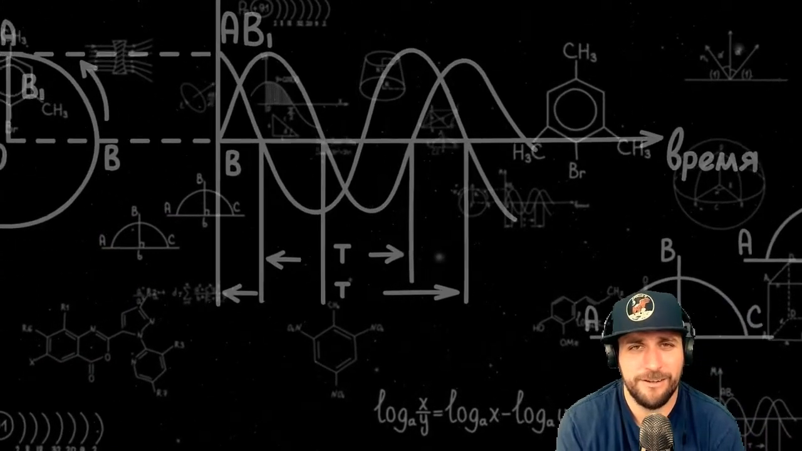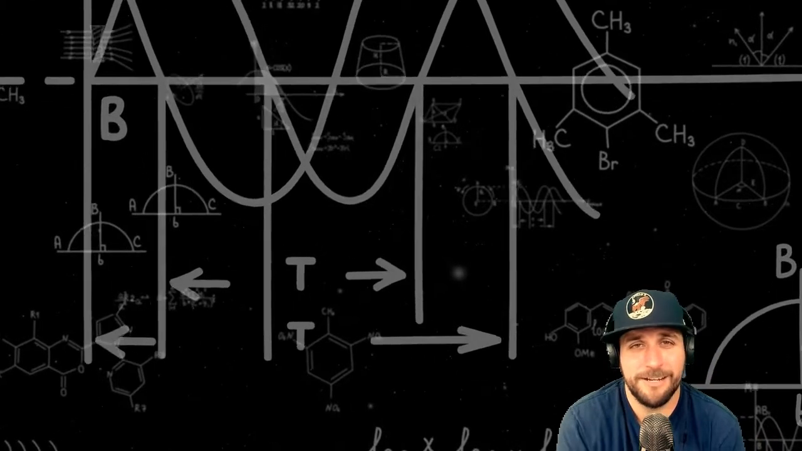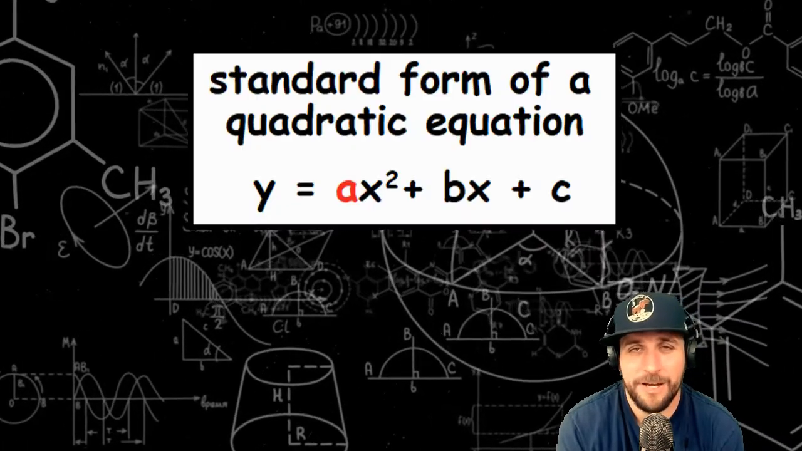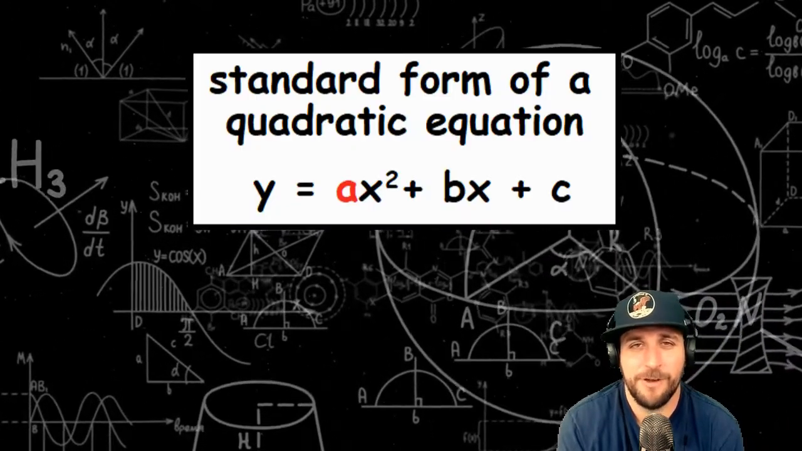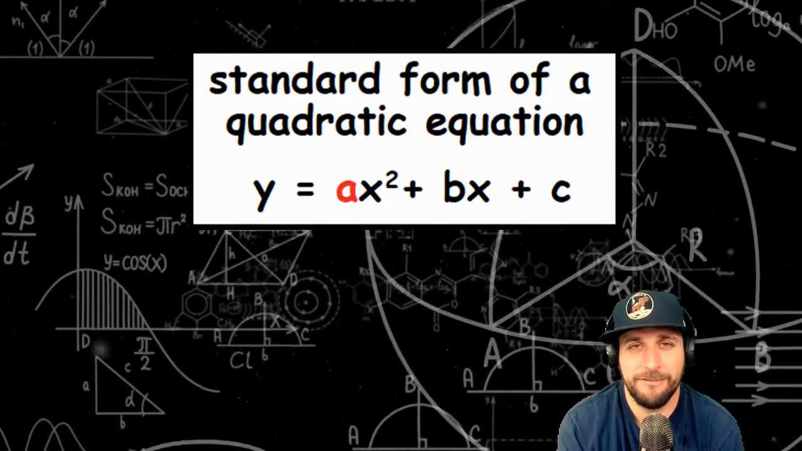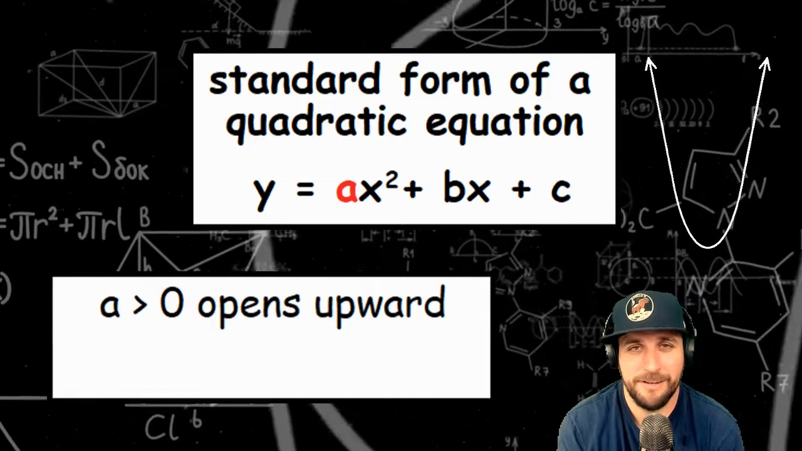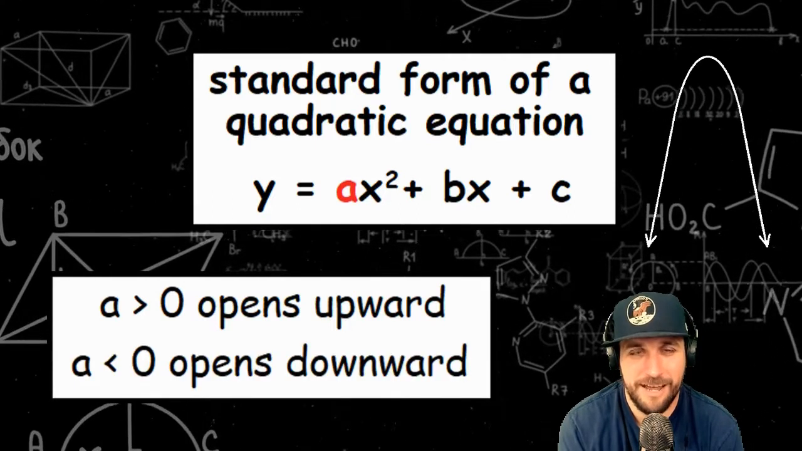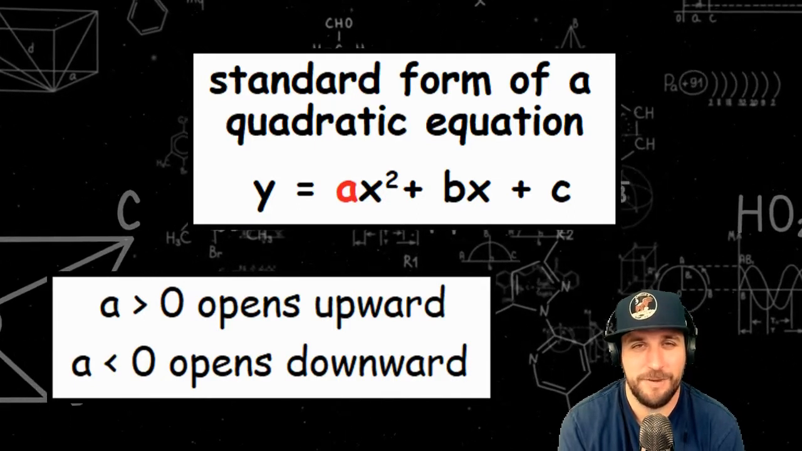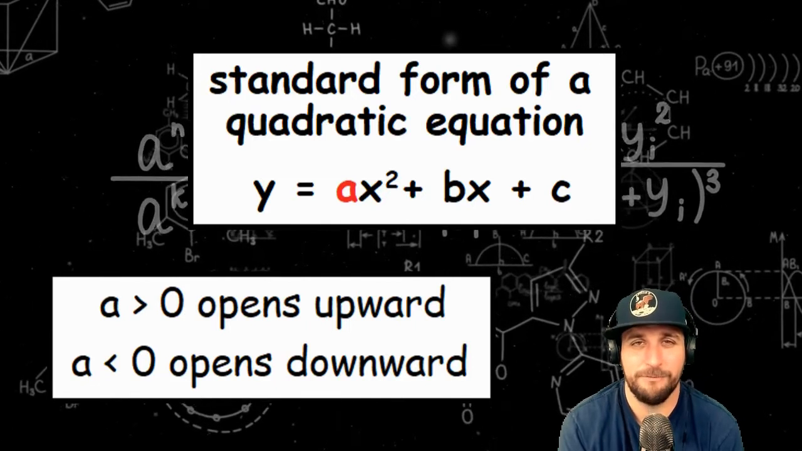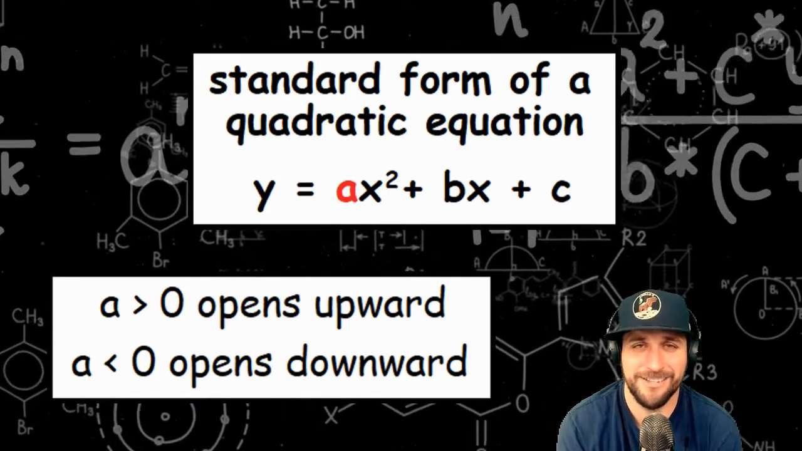We already learned earlier that a, when it's written in standard form, controls whether my parabola opens up or down. So if a is a positive number, it opens up, and if a is a negative number, it opens down. So that's one transformation I can do. I can flip my parabola up or down by changing the sign of a.